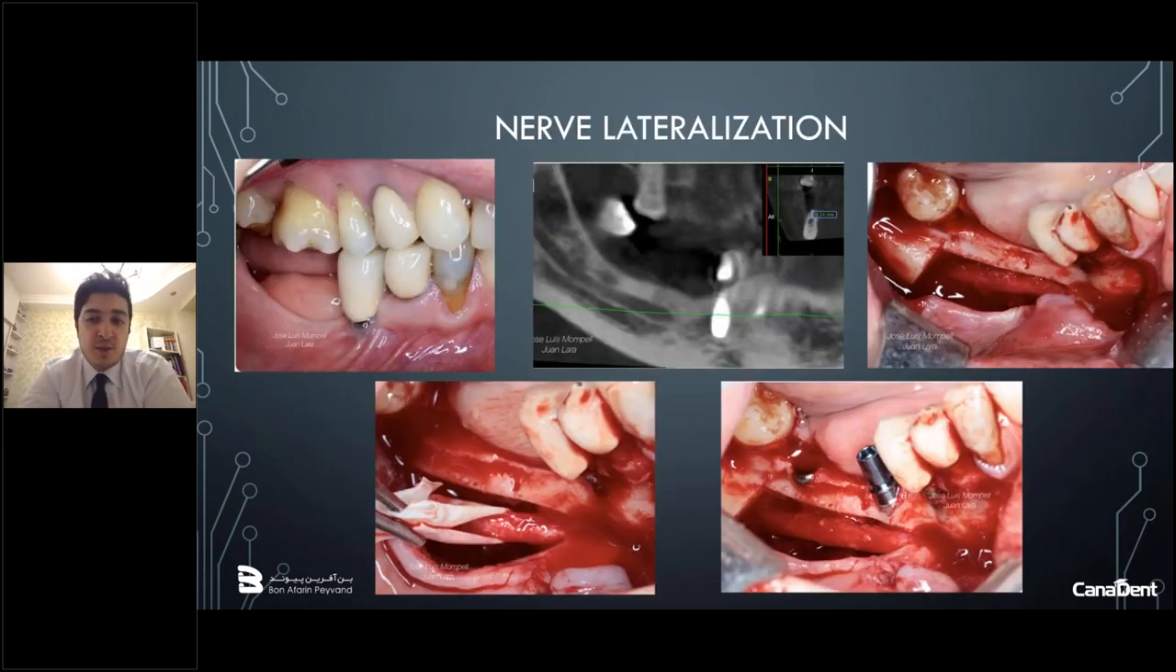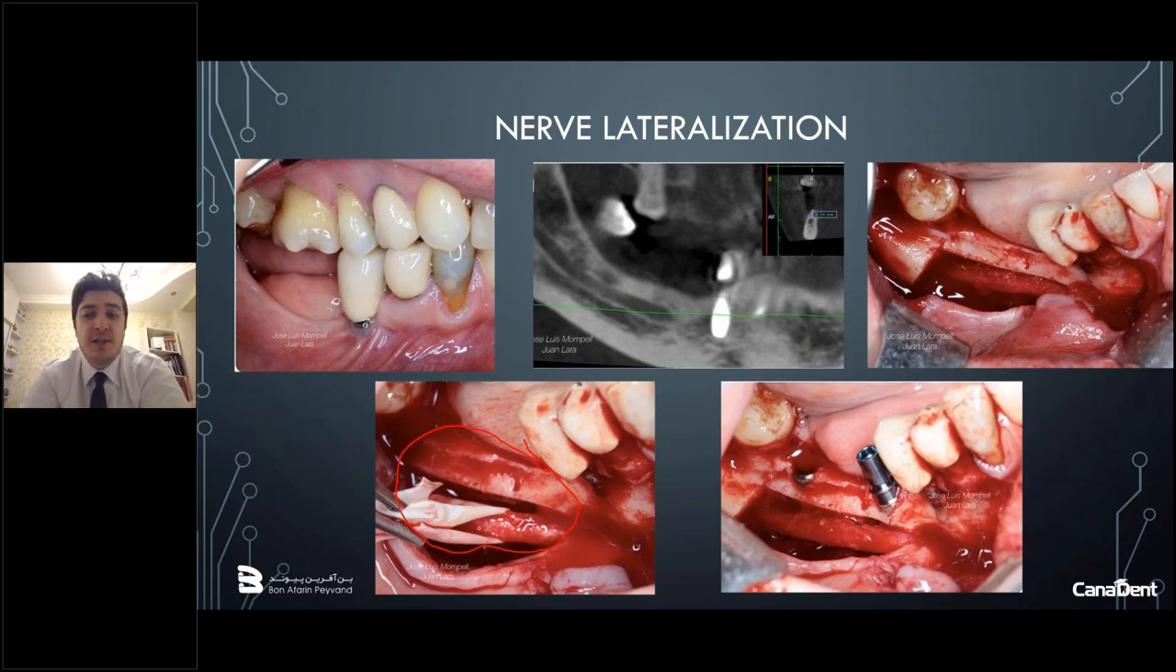One of the options for vertical rehabilitation of the posterior mandible is nerve lateralization. In this method, the buccal plate is removed and the inferior alveolar nerve is relocated laterally and implants will be placed. As you can see in this picture, this is the inferior alveolar nerve, which is getting out of its canal, going laterally. The downfall of this method is the nerve hypesthesia for at least 6 months after the surgery. That's why nowadays this method is out of favor with surgeons, because the patients will not accept the numbness and the bad feeling they have just for getting two implants, and they demand a better solution.